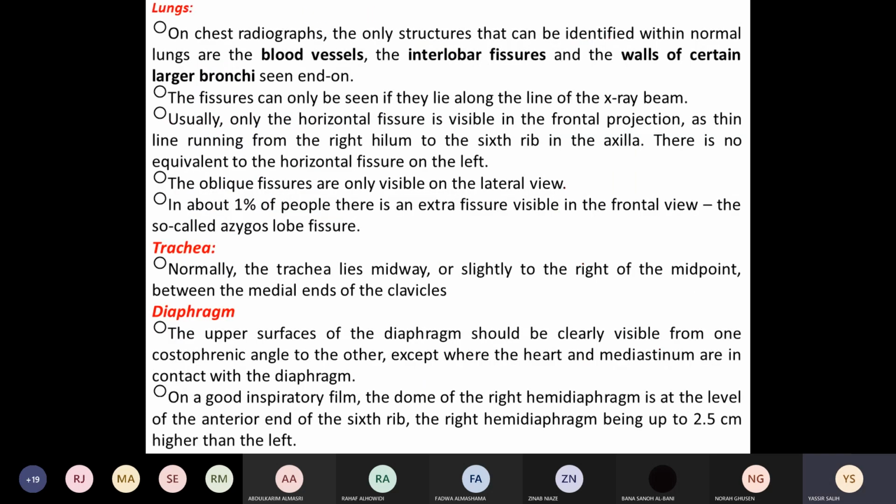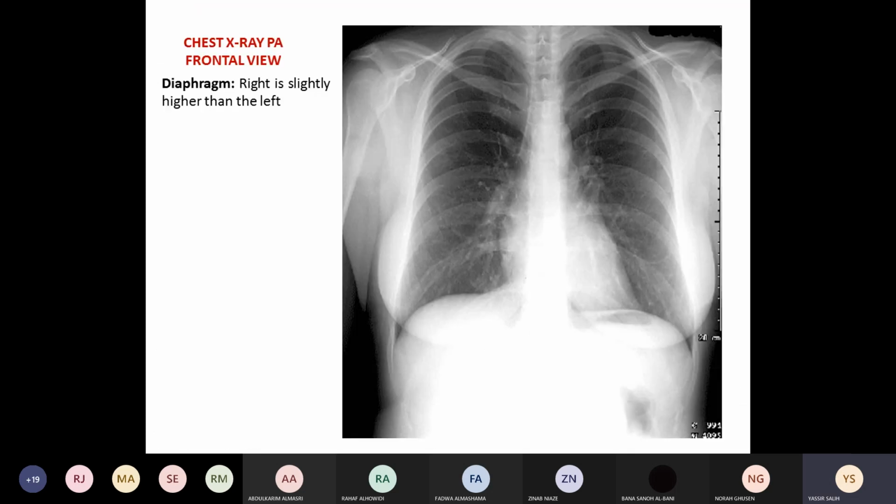On a good respiratory film, again, the dome of the right hemidiaphragm should be at the level of the anterior end of the sixth rib, which we talked about, on a good quality X-ray in respiratory film. So we know why the diaphragm is not clearly seen in the area in contact with the heart and mediastinum.